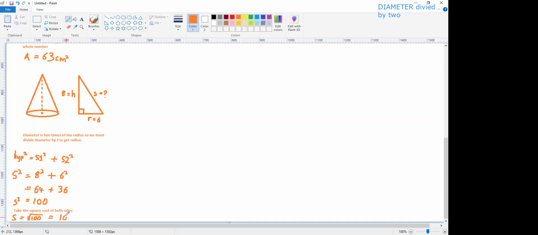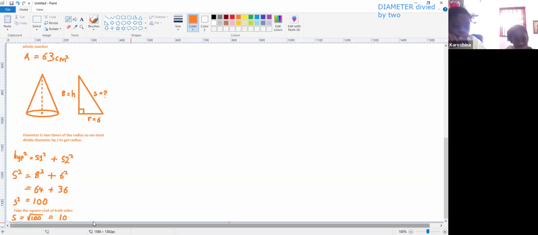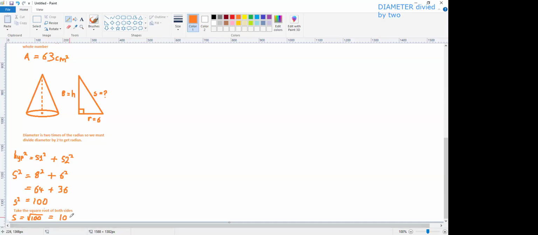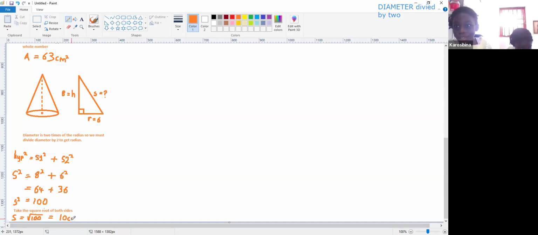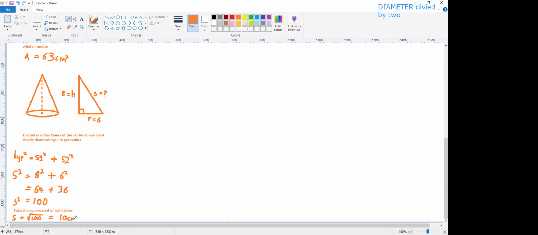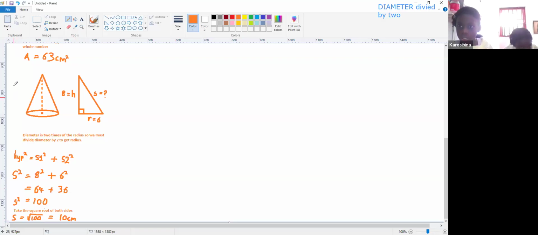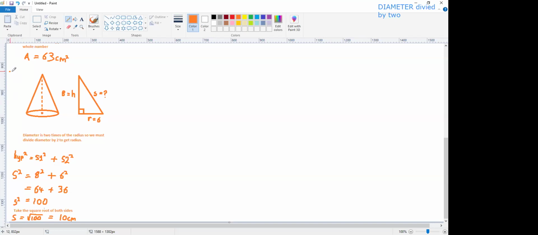So the square root of 100 is 10. And what unit do we have there? 10 what? It's just 10 cm, please. 10 cm. Okay?